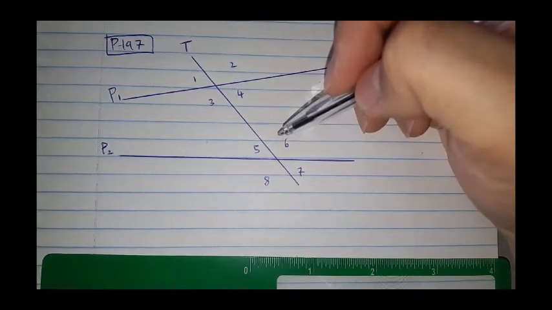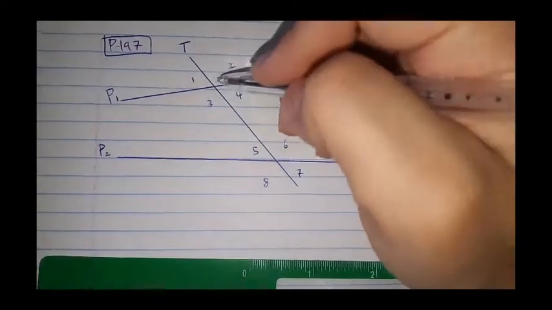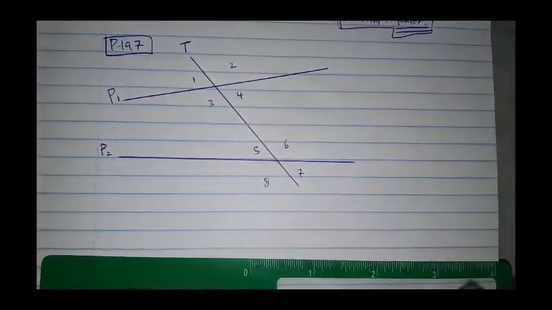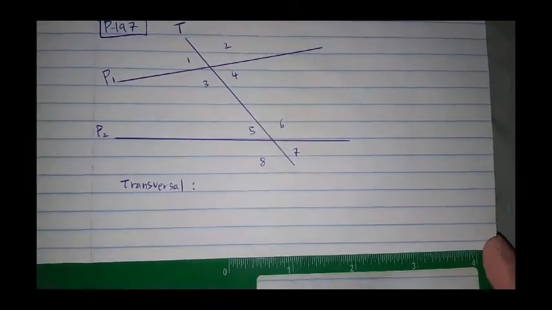As you may notice, there are some relationships, and we're going to go through some of the examples, and by going through, we're going to check one by one for definition. First thing first, the reason that line segment is T is because that line across P1 and P2 is known as transversal line.